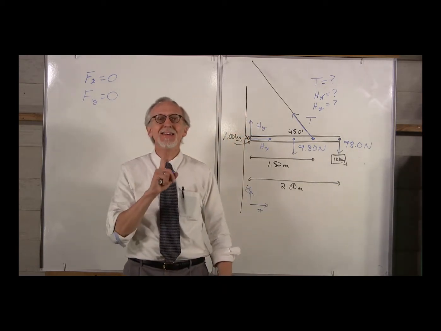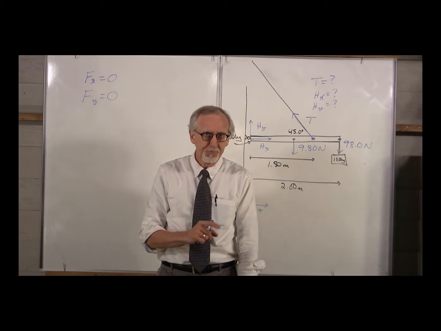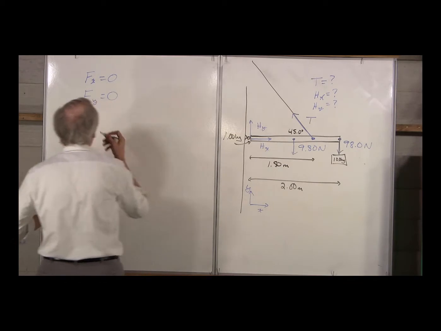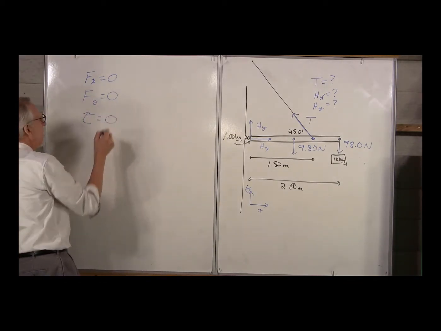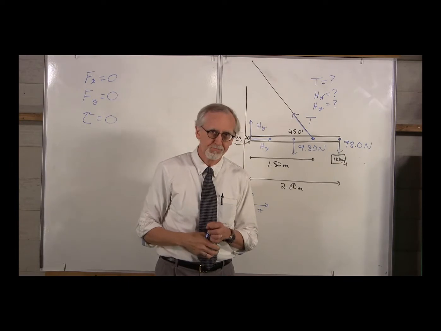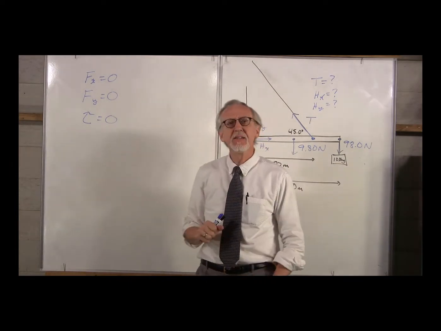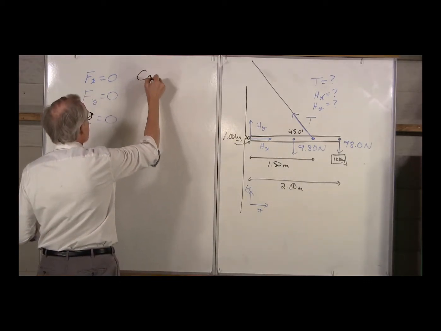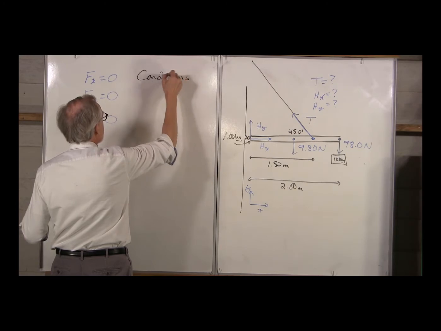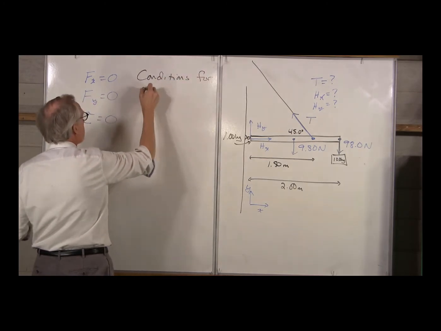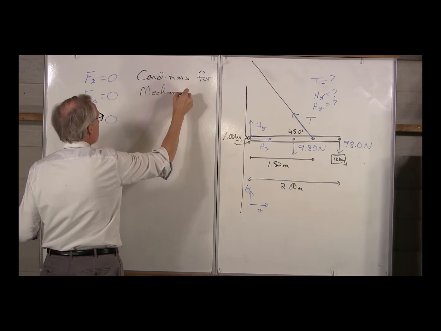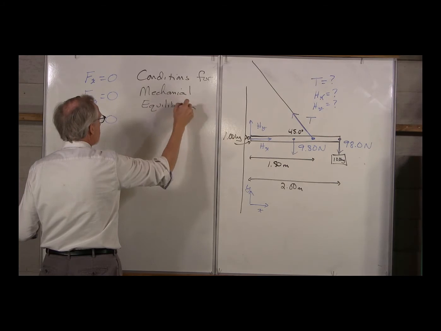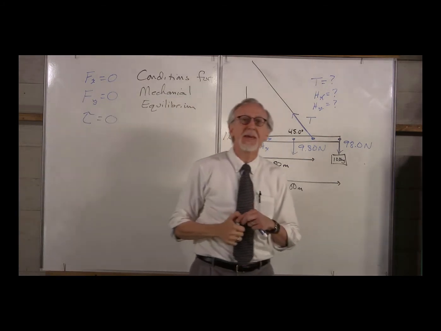We now have an additional restriction. For an object to not be rotating, we also must have that the net torque is equal to 0. These are our conditions for mechanical equilibrium. The conditions for mechanical equilibrium.